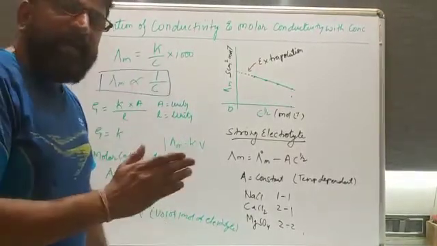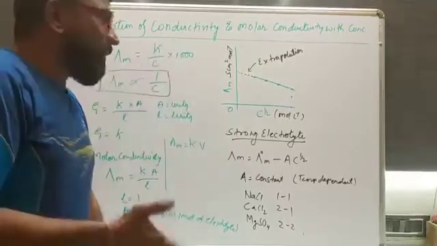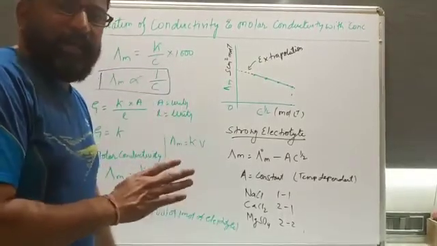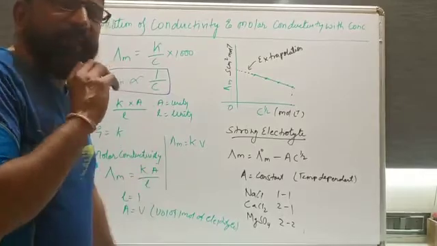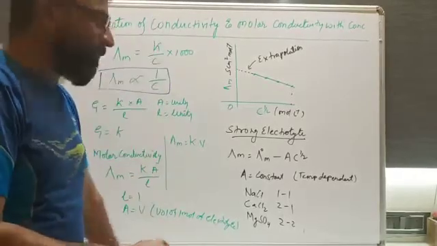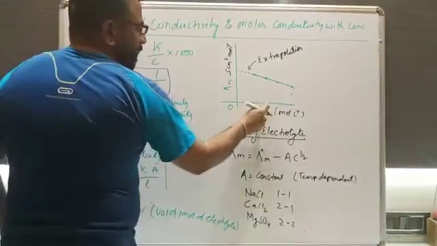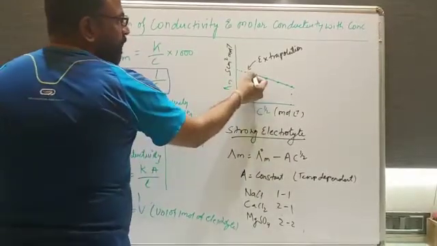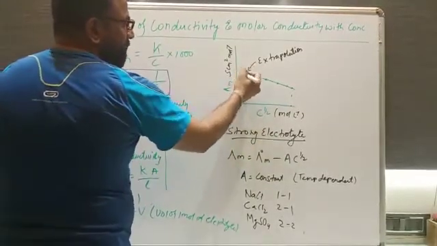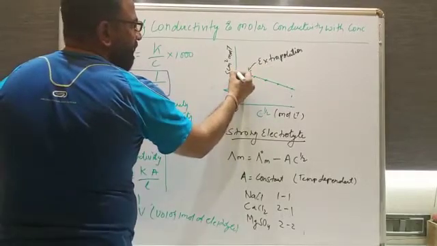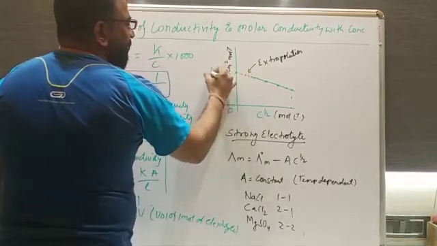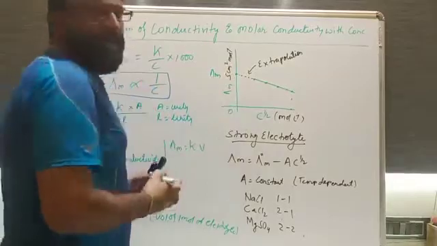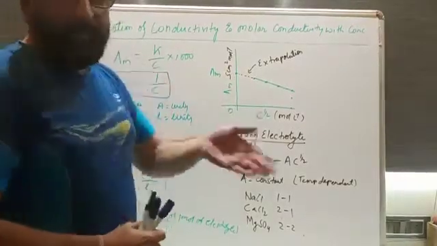So at infinite dilution, what will be the molar conductivity? Is it fine? At infinite dilution, the concentration will become zero. So when will the concentration be zero? When you bring the concentration to this side, that means we have to extrapolate the graph. This is called extrapolation of the graph, and at this point you will get the cap m. Is it fine? So the concentration will be zero.